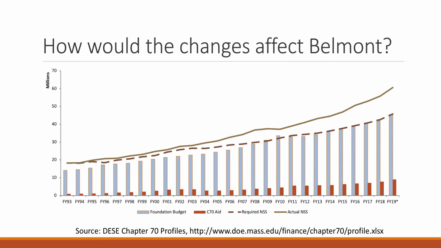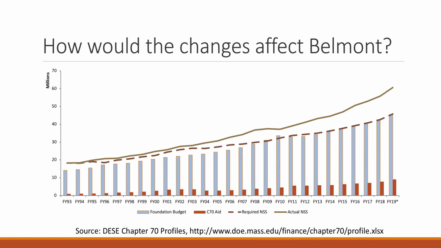So here's a chart that speaks to the question, how would the changes affect Belmont? What this chart actually shows is the growth of school spending in Belmont, and the blue hatched bars are the foundation budget, always being less than the actual amount of school spending.